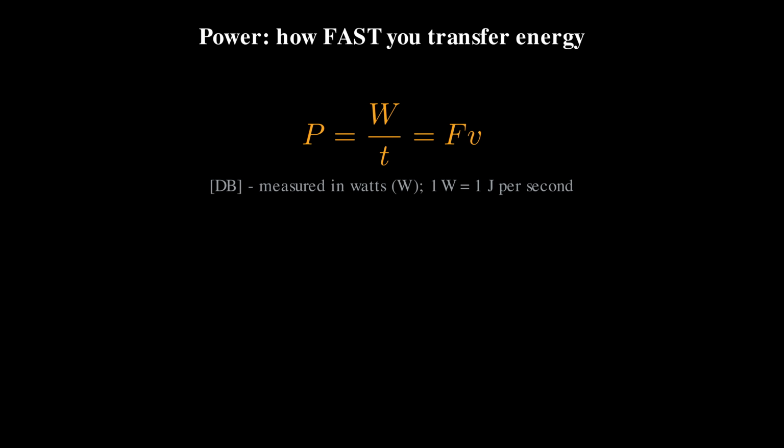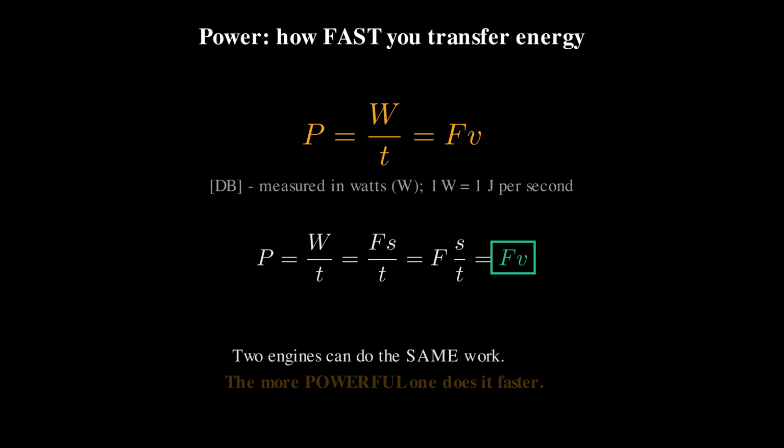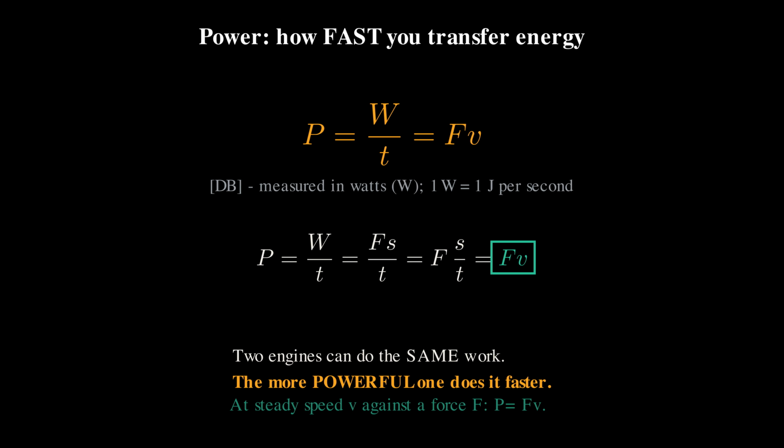And there's a beautifully useful second form. Power is work over time. Work is force times distance. So power is force times distance over time. But distance over time is just velocity. So power equals force times velocity. When something moves at a steady speed, v, against a resisting force, F, the power delivered is simply F times v. That one line, P equals Fv, cracks open a huge class of exam questions.